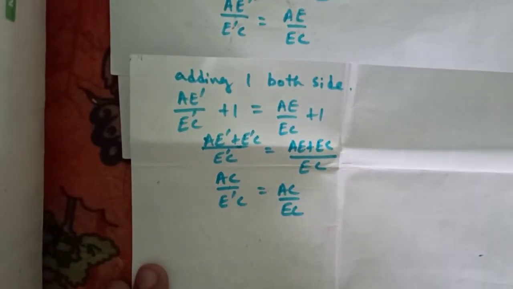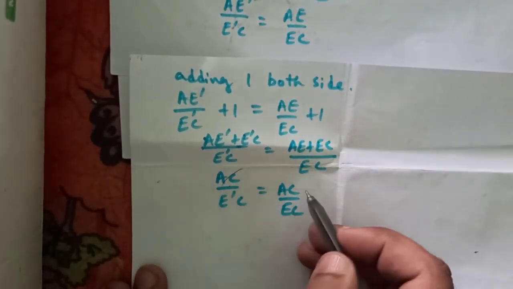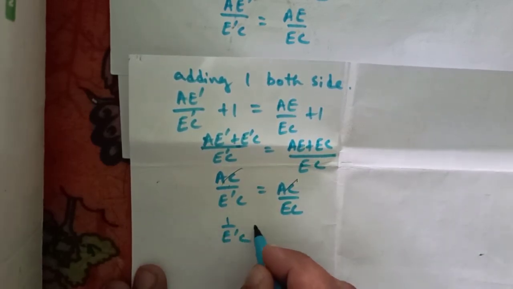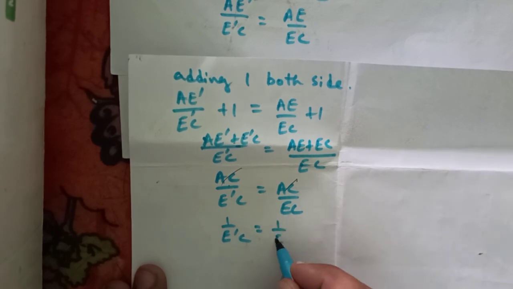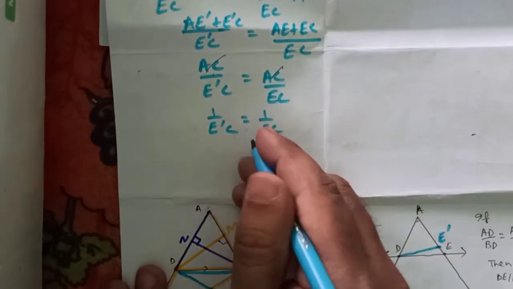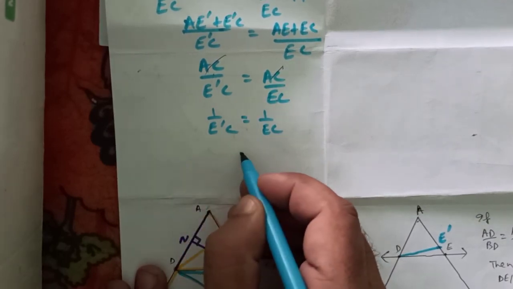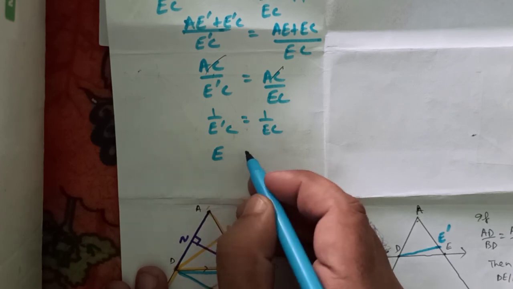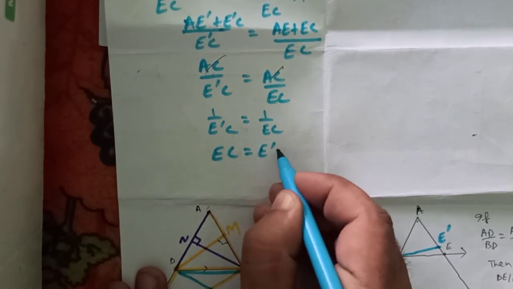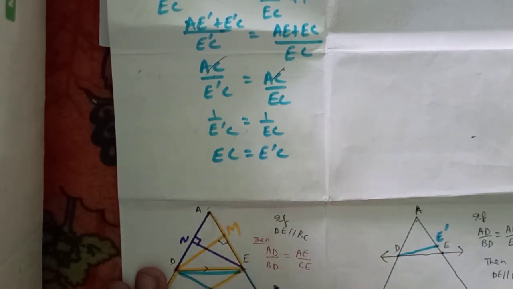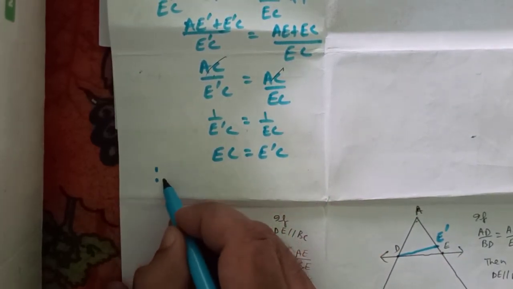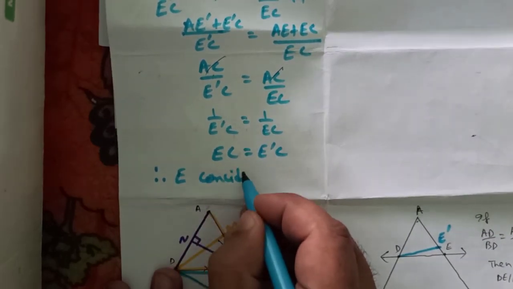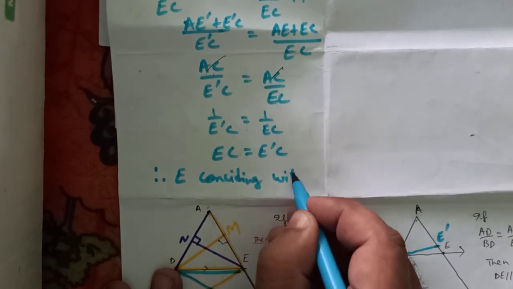Now on simplification, AC and AC will cancel out, so we get 1 upon E dash C equals 1 upon EC, or we can say by cross multiplication EC is equal to E dash C. So if EC equals E dash C, that means E is coinciding with E dash.